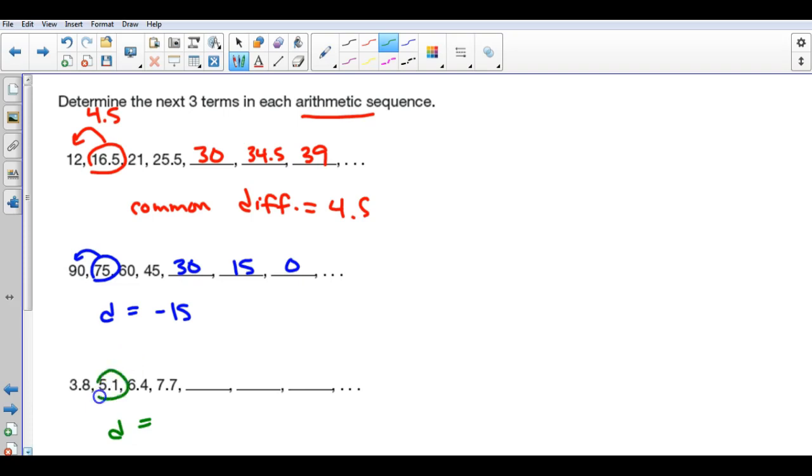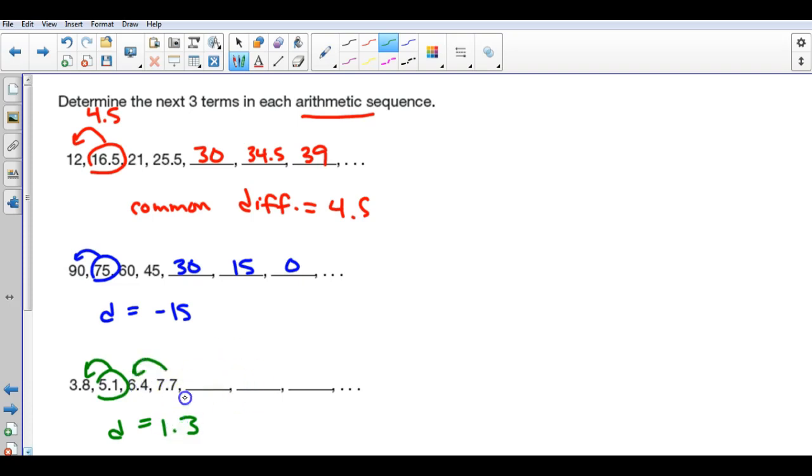In order to find it again, we're going to take 5.1 minus 3.8, and I get a common difference of 1.3. And again, you can take any 2 numbers and just subtract them if they're next to each other, consecutive terms. So if I were to take 7.7 minus 6.4, you would still get the same 1.3.